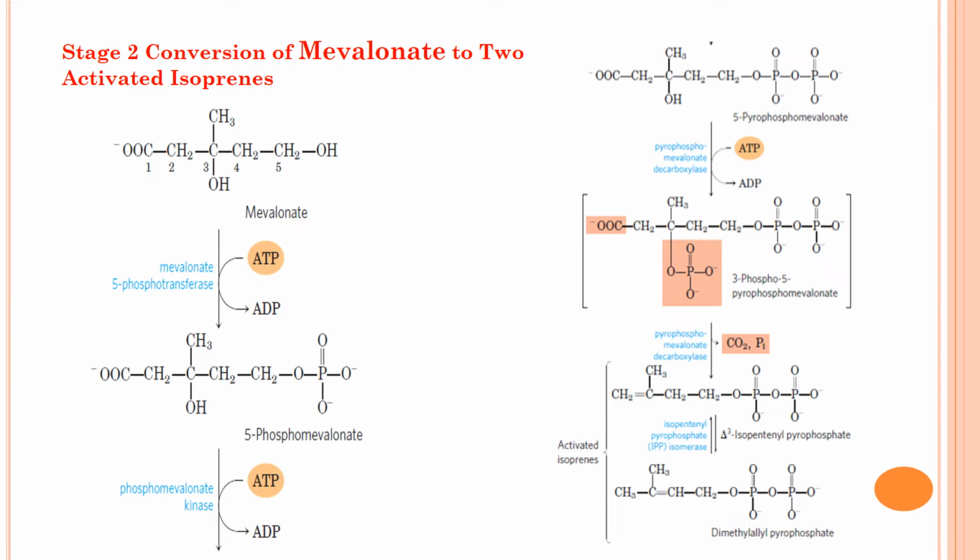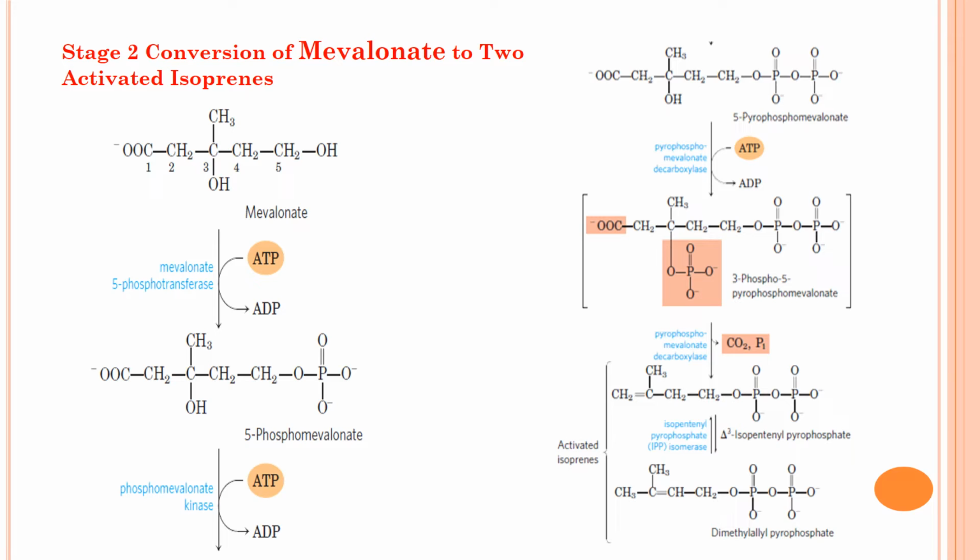This is stage 2: conversion of mevalonate into two activated isoprene units. You can see here, this is mevalonic acid or mevalonate. How many carbons? 1, 2, 3, 4, 5. This mevalonate will again be converted into phosphomevalonate. So there is only an addition of a phosphate here. If we want to attach the phosphate, we have to utilize one ATP. So synthesis of cholesterol is an energy-spending reaction. We need to spend energy to produce cholesterol.